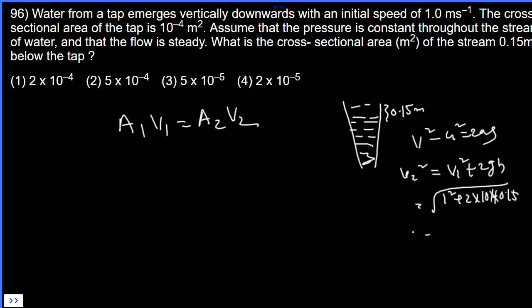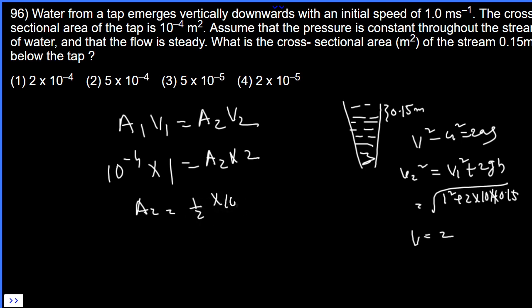After simplification, we get velocity is equal to 2. Substituting in this equation, we get area of cross section of initial is 10 power minus 4 and it is V1, and A2, we can calculate the value of A2. This is 2. From this, A2 is equal to 1 by 2 into 10 to the power of minus 4. That is 5 into 10 power minus 5. Option number 3 is the correct.